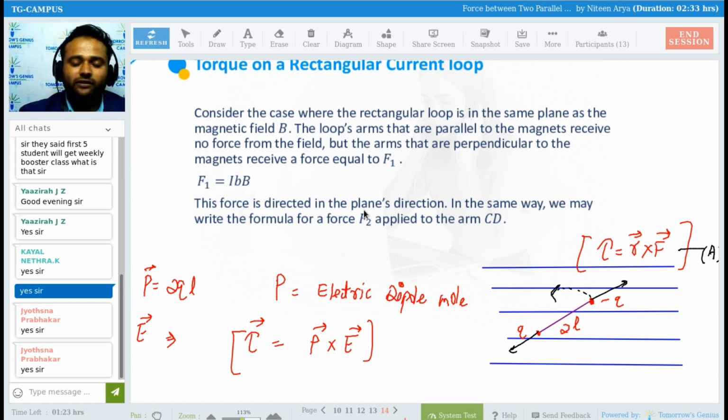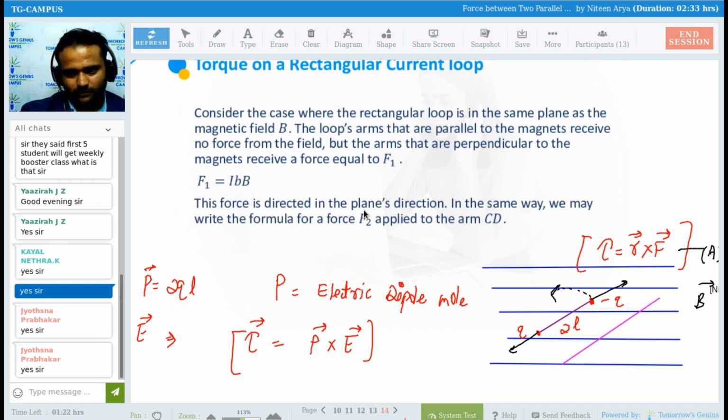Now what I'm saying is, instead of treating an electric dipole, if I put a current carrying wire, this is your current carrying wire, and this is your uniform magnetic field B.